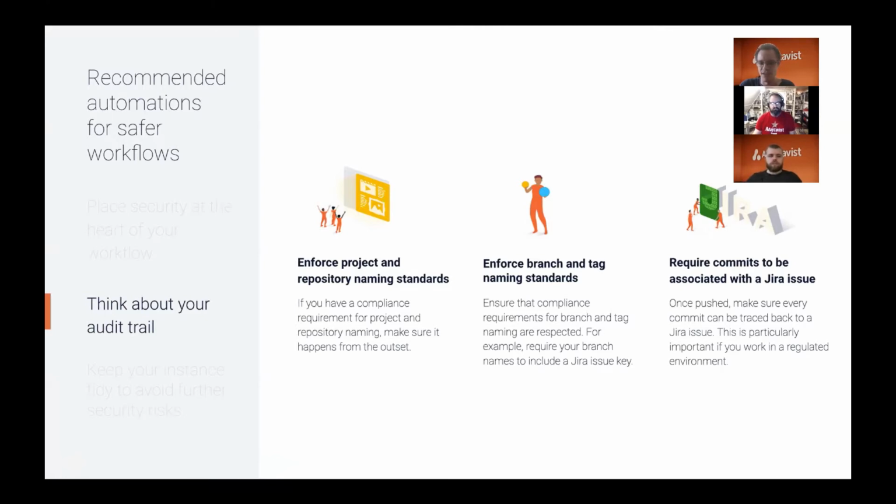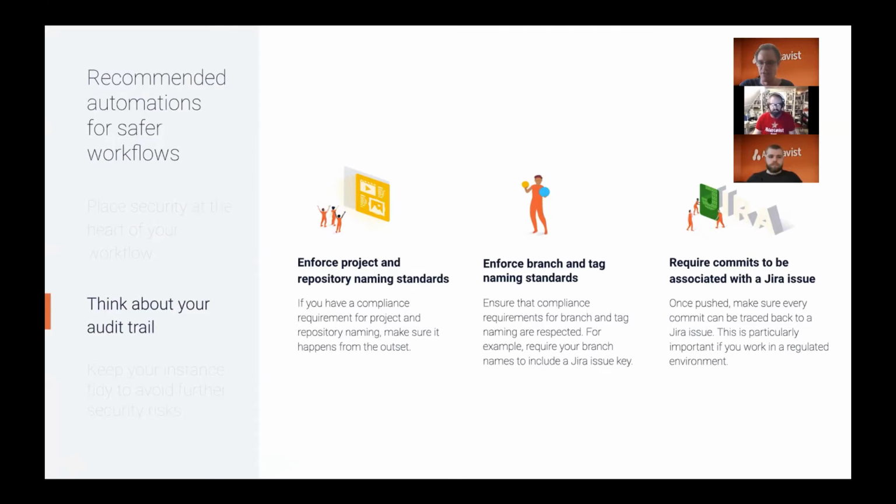And the three things that you can do in Bitbucket out of the box with this: you can enforce project and repository naming standards. So you can set it up so that all projects and repositories must follow a certain naming pattern, you know that from the outset, and you can apply that across your entire instance. You can also do this for branches and tags as well.